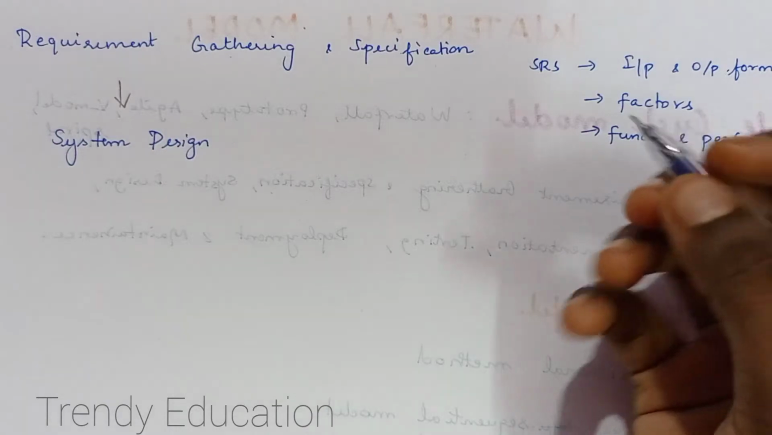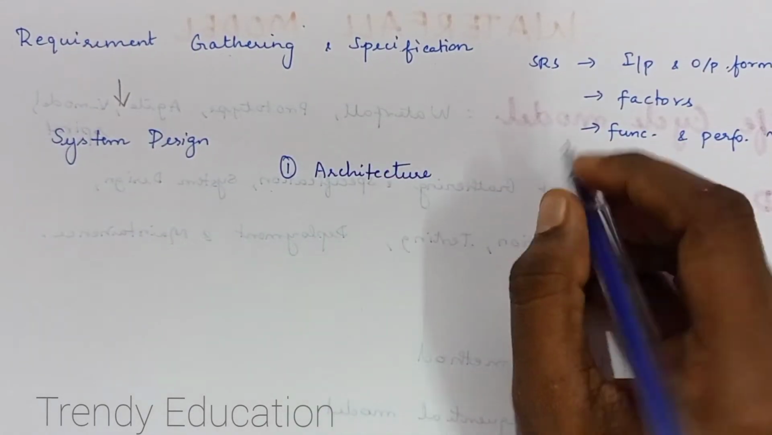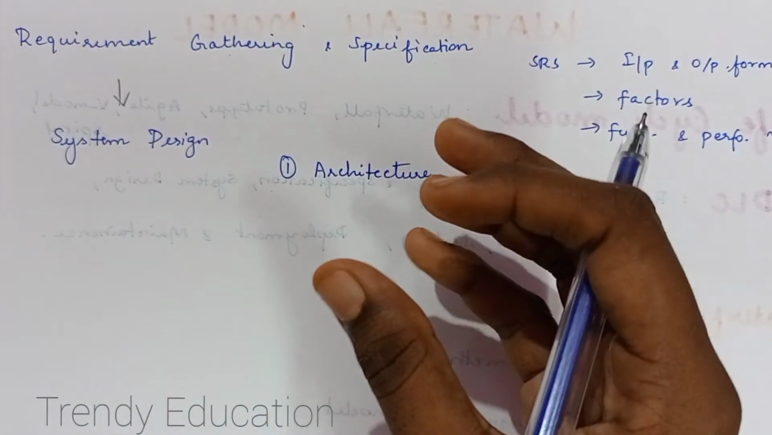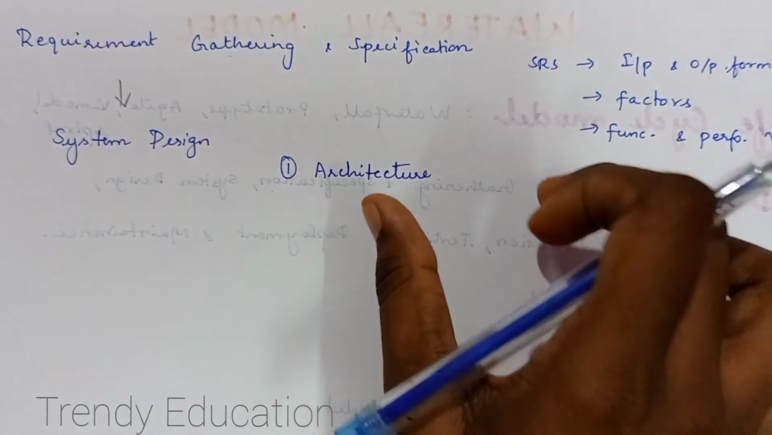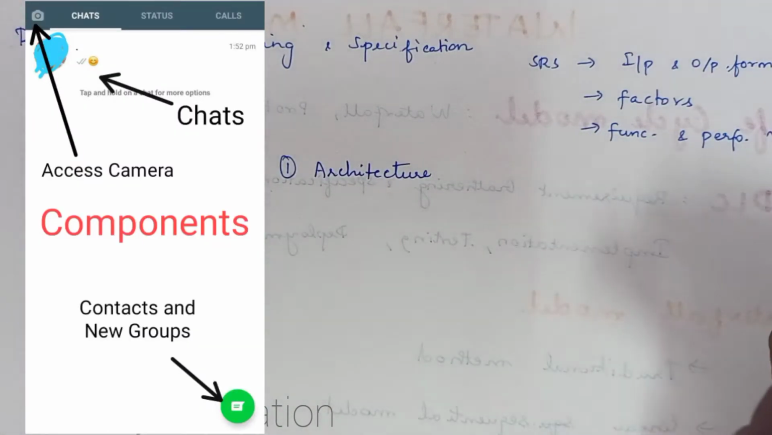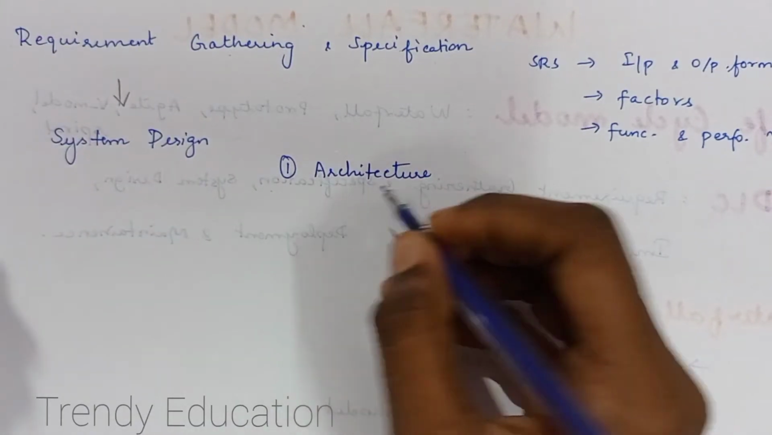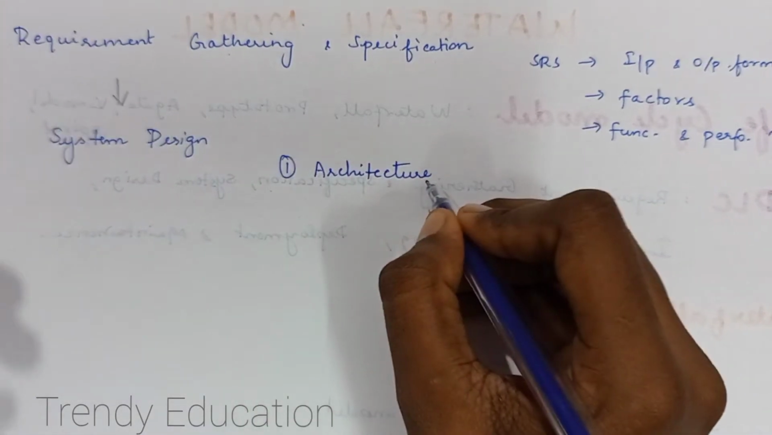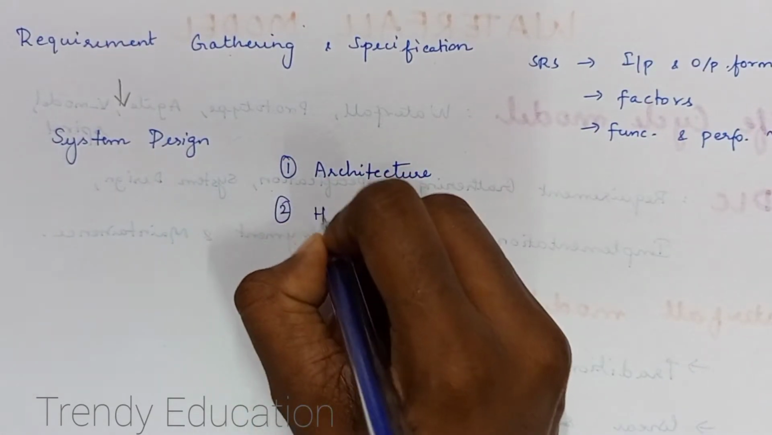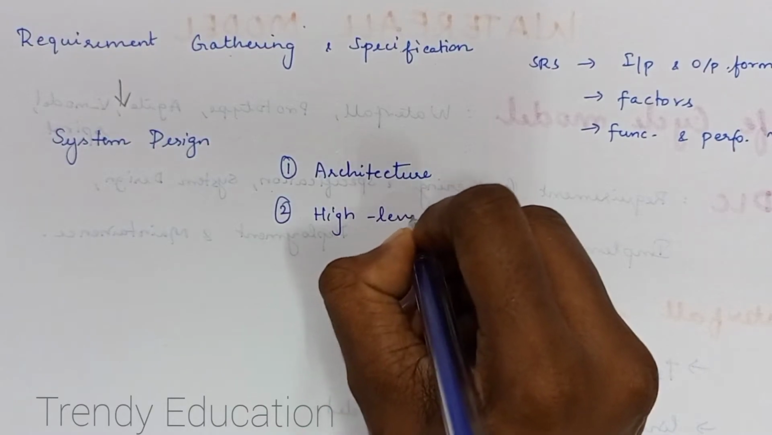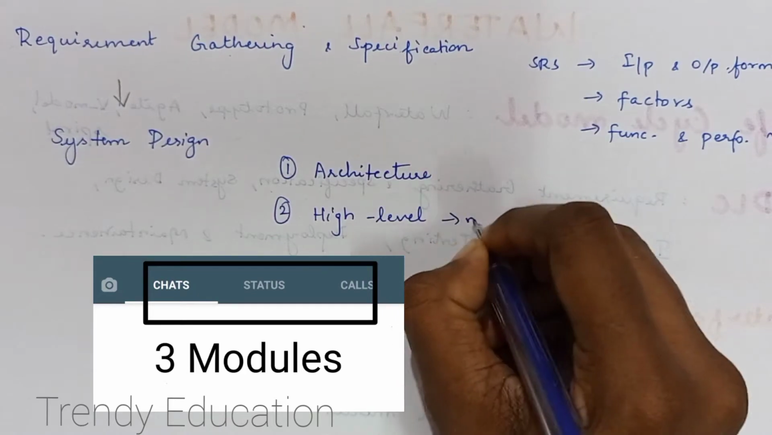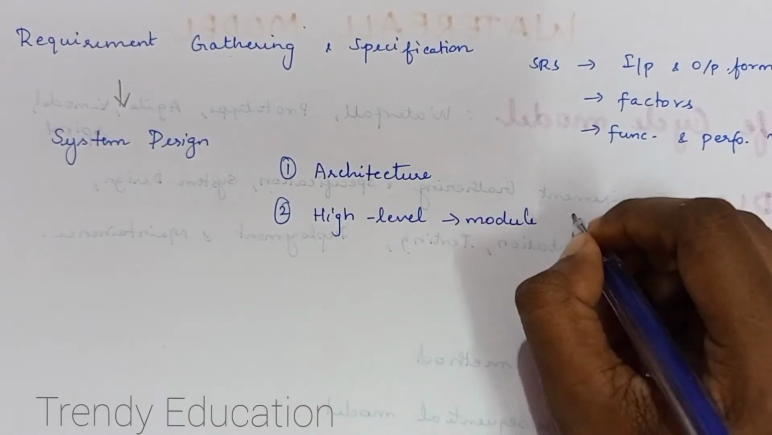First, architecture. Let me take an example: one module will be the chat module, right? Inside it we'll have many components, and these are the components within a module. So this is the architecture. Architecture is nothing but the components. The second one is the high level design, which is nothing but the module level design. When it comes to chat, only chat.